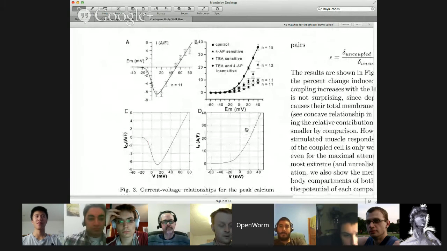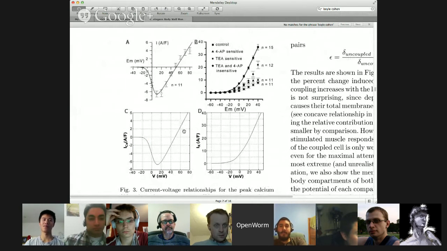And mathematically, the dynamics of the ion channels are added up together into the dynamics of the whole cell. So, questions on that? We touched on that before.